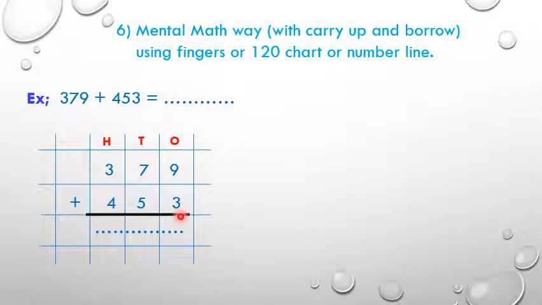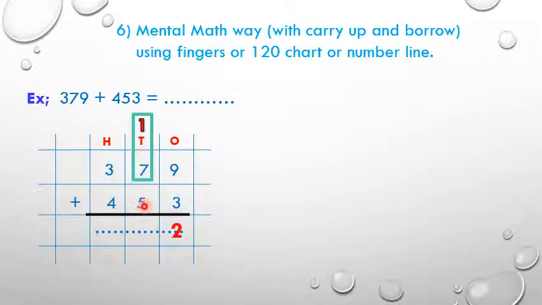9 plus 3 equals what? Put 9 in your mind and 3 in your fingers. After 9: 10, 11, 12. It will be 12. I will ask you now, can I put 12 in ones place? No, it can't be. We can't put a number bigger than 9 in one place. Here we will just put the 2 and carry up 1 on tens place. Then 1 plus 7 equals what? It will be 8. Then we will rename 7 to be 8.